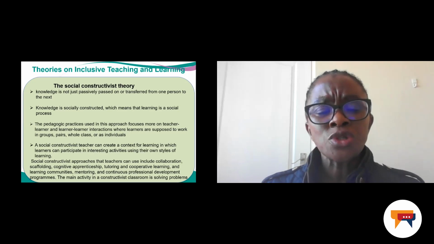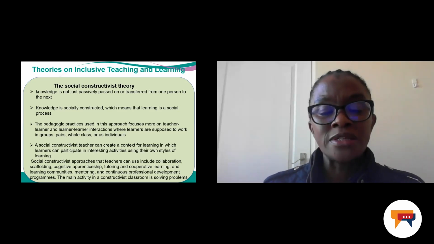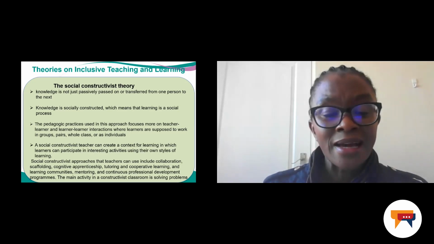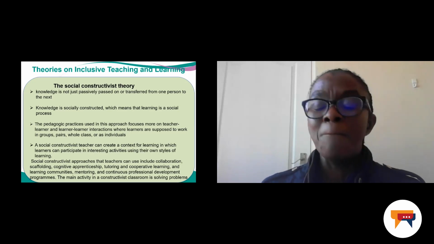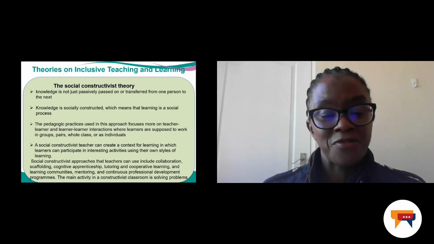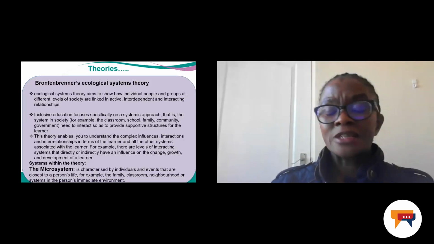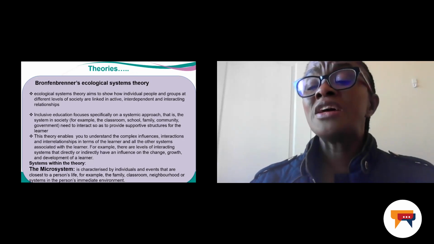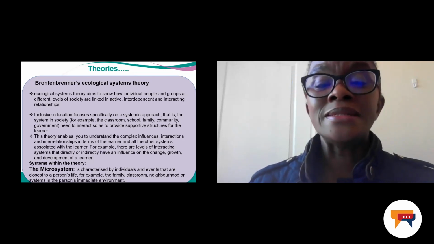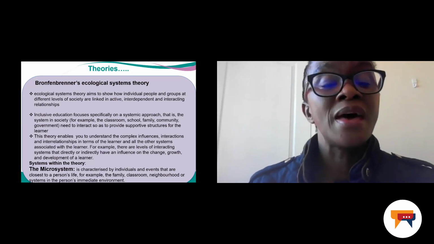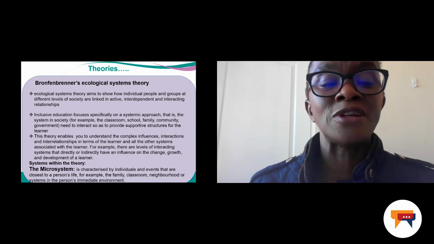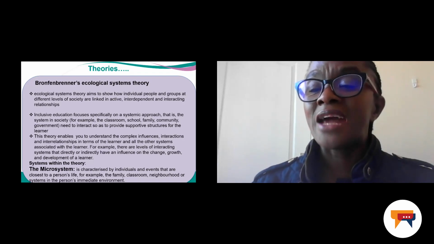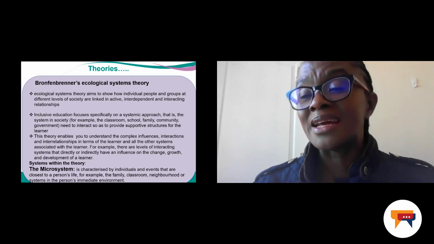Social constructivism also encourages cognitive apprenticeship, tutoring, cooperative learning, learning communities, mentoring, and continuous professional development programs. Let us talk about the second theory, which is Bronfenbrenner's Ecological Systems Theory. It aims to show how individual people and groups at different levels of society are linked in active interdependence and interacting relationships.